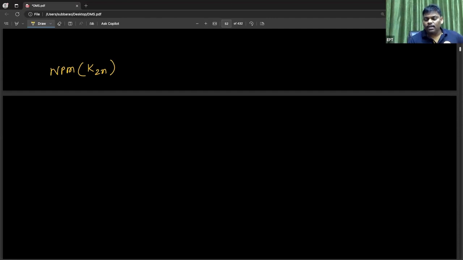The number of perfect matchings in K2n, everyone observe. My only intention is that it is an even number. 2 into something means an even number. If here 6 is there, take 6. If 10 is there, take 10. Whatever it is, can I write that number as 2 into something? 10 can be written as 2 into 5. 50 is 2 into 25. 8 is 2 into 4. Anything which you can write in terms of multiples of 2. For that only we can find the number of perfect matchings.